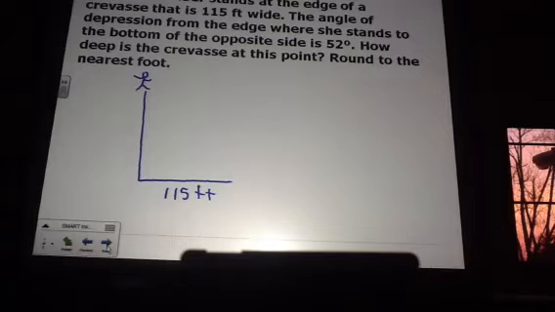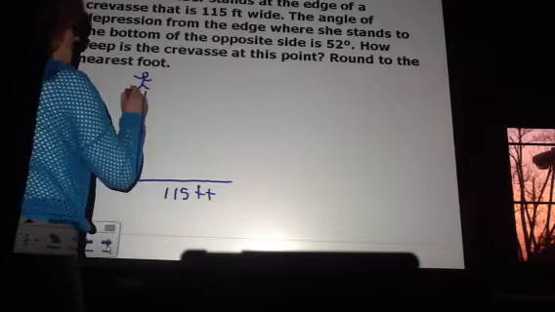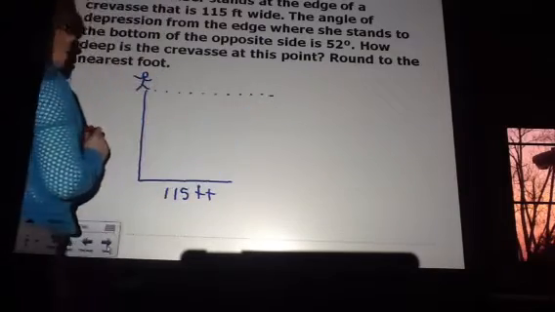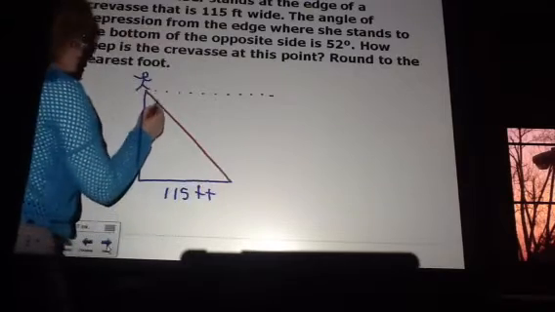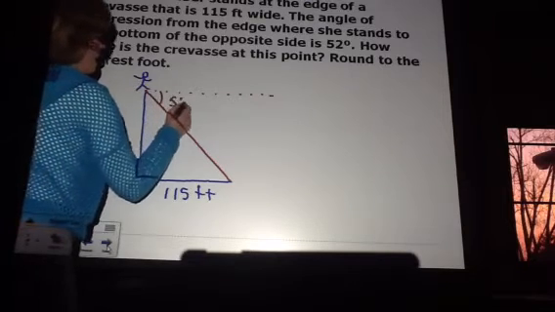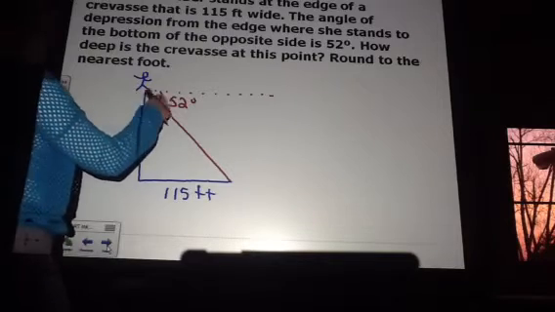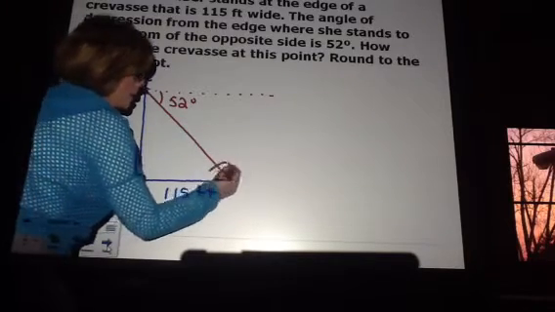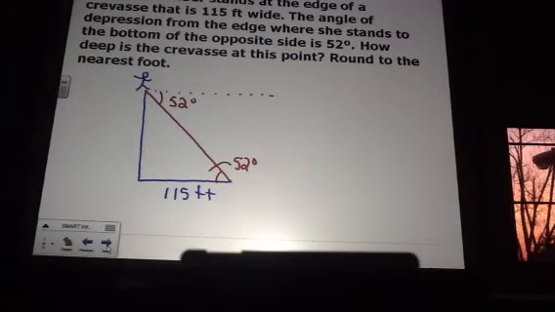The angle of depression from the edge where the ice climber is standing to the bottom of the opposite side is 52. Okay, we're talking about angle of depression. So, here's my horizontal line. So we got to go down below it for depression. So what we're doing is we're looking at this angle right here. This angle right here is 52 degrees. Okay? Well, if this angle is 52 degrees, you should know what this angle is because they are alternate interior angles, so it is 52 degrees.